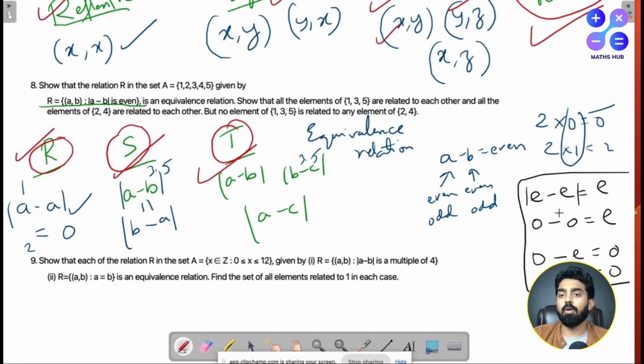So if you have a modulus, you'll always have the positive sign. So when you have a modulus, even minus even is always even and odd minus odd is always even. So the only way mod of a minus b is even is if everything is even or everything is odd. So only the elements of 1, 3, 5 can be together for this to work, or the elements of 2, 4 can be together for this to work. And that's the reason why you cannot have 1, 3, 5 and 2, 4 mixed together for this to work.